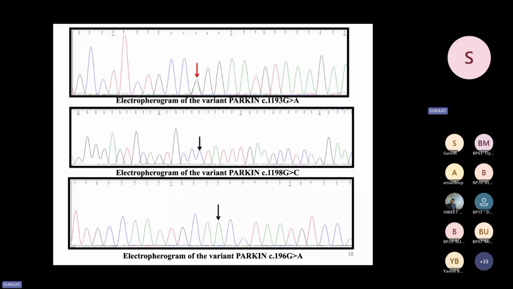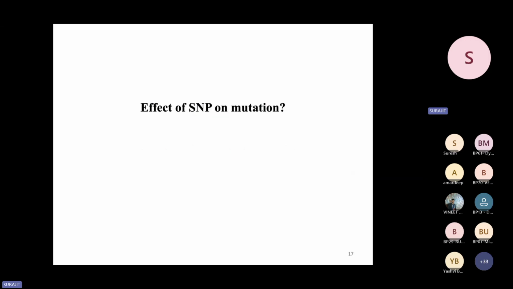Then a question arises: what is the effect of the SNP on the mutation? Does this SNP, which is known to be non-deleterious, have an effect on this mutation or not?